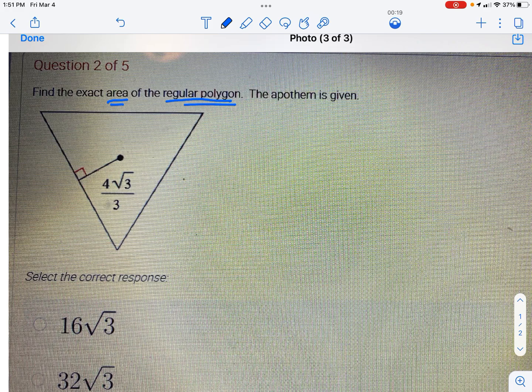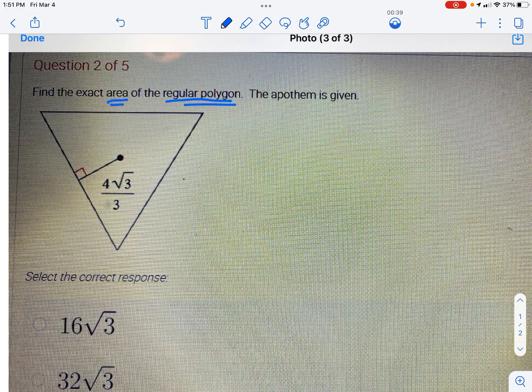Regular means that all three sides are the same measurement. The only problem we have here is in looking at this big triangle, I don't even know one of those sides. The only measurement that's given to me is the apothem. So we have to figure out a few more steps that we can use to get us to actually figure out the area of this regular polygon.